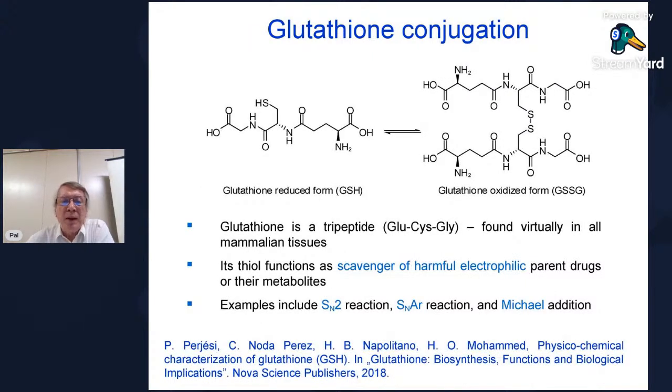The fourth conjugation reaction, already mentioned several times, is conjugation with glutathione. Glutathione is a tripeptide. It's composed of glutamate, cysteine, and glycine. That means gamma glutamyl cysteinyl glycine. It has a very special feature, namely the glutamate is linked to cysteine not through the alpha carboxyl group, however the gamma carboxyl group.